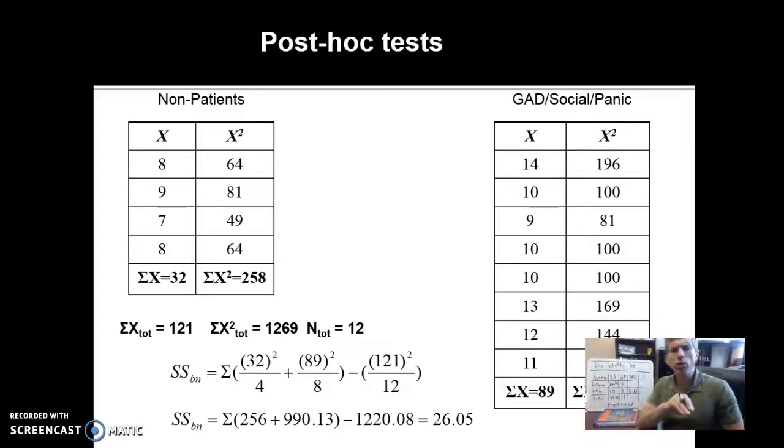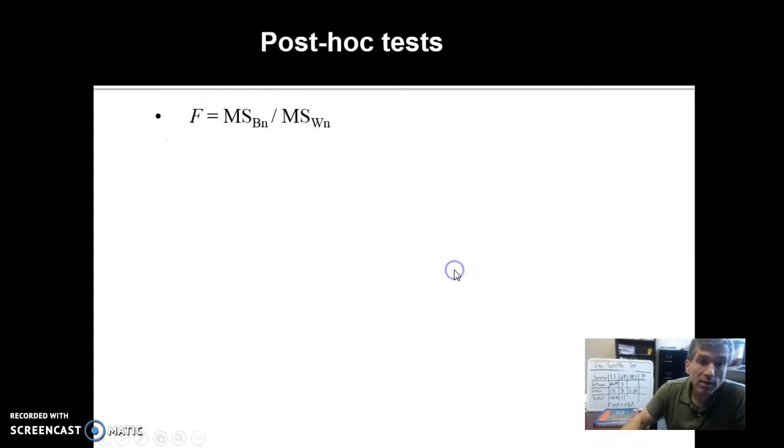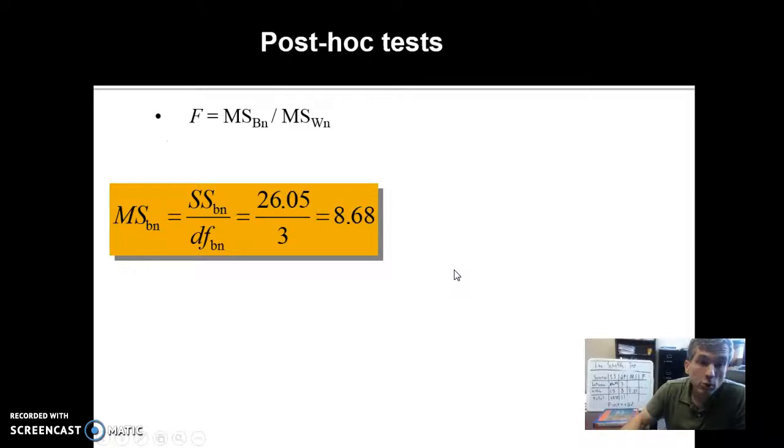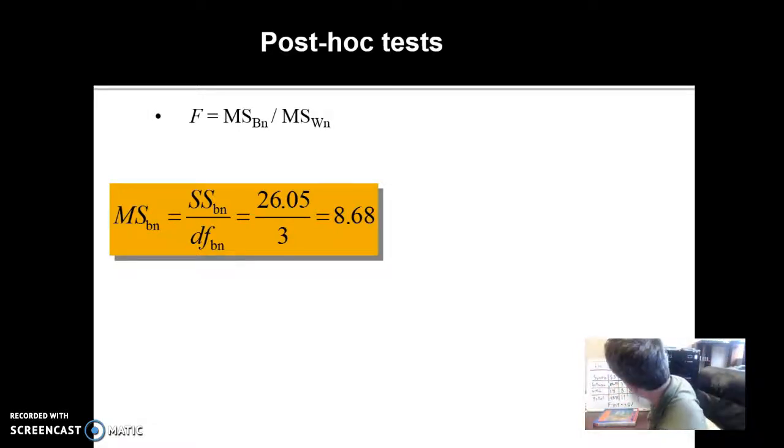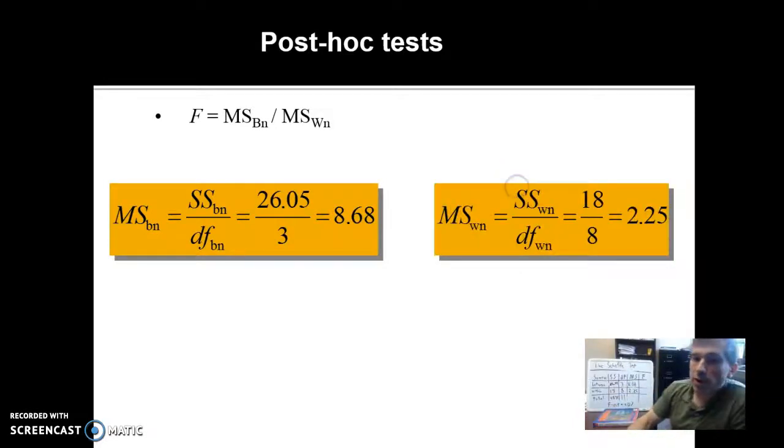That's less legible than usual, but 26.05, again, unfortunately, it's sitting right in front of you. Then, just a couple more steps, we've got to turn that sum of squares between into a mean square so that we can calculate the F. And again, we've got our numerator here, our denominator here. We divide by 3, we round, we get a mean square between of 8.68. Turn that into an F ratio.